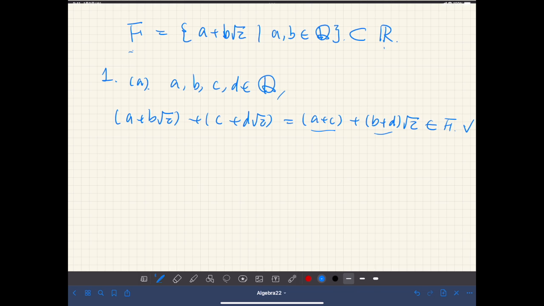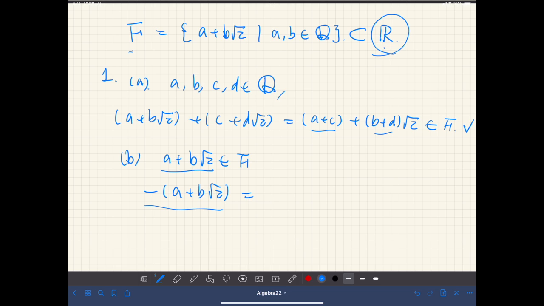Next, additive inverses. So a plus b square root of 2 is in F, and negative a plus b square root of 2 is obviously the inverse element of this number in this set. But we need to show that this is also in F. So maybe we should write this as negative a plus negative b square root of 2. And negative a is a rational, and negative b is also rational, so this is an element of F. Therefore, the additive inverse of a plus b square root of 2 is in F.